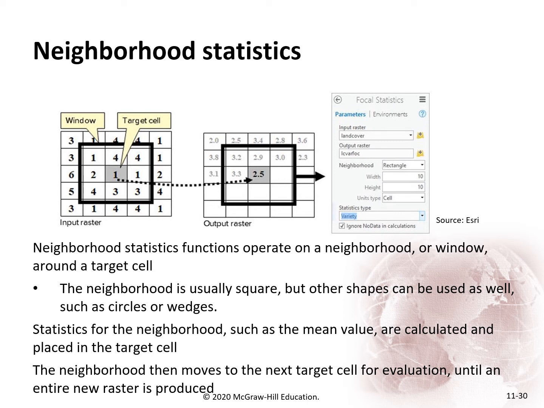This is a focal function we're looking at here, and basically the window moves one cell at a time, so there's overlap. If this was a block function, it wouldn't overlap. It would calculate it for the whole area and then move on to the next one.